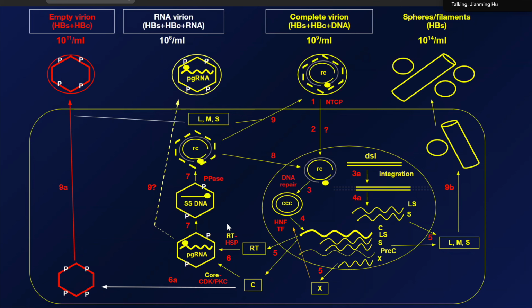Okay? And the integrated DNA can be transcribed to make the surface RNA. That's step 4A. Again, the integrant-derived RNA can be used to produce L and MS protein. So what that says is that the spheres and filaments in the blood or outside cells reflect not only cccDNA transcription, but also integrated DNA transcription. That obviously has important implications for diagnostics or biomarkers. Okay. Next, please.